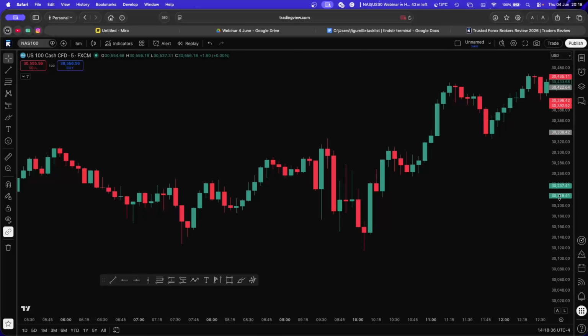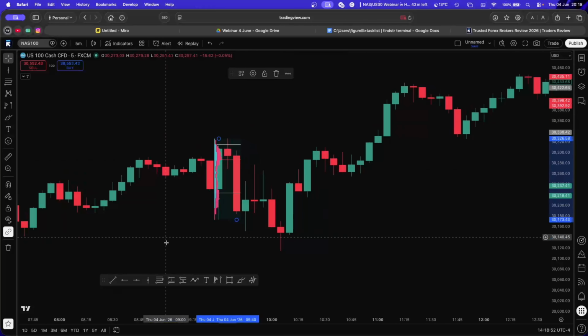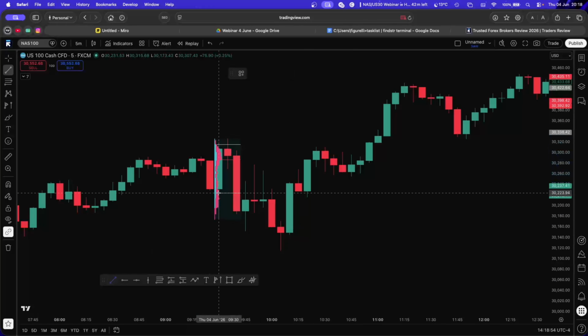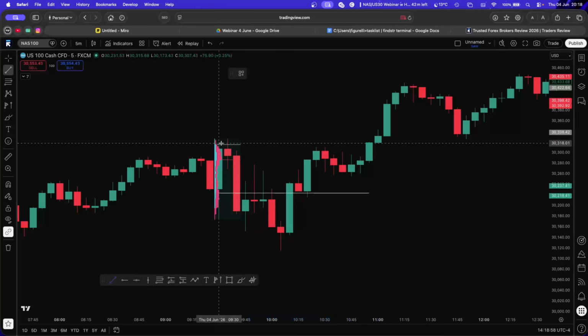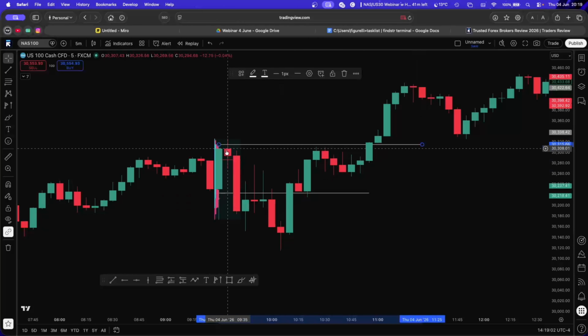Just want to go through it with you. So we get our fixed range volume profile. We wait for 9:30. So candle 1, candle 2, candle 3. Let's extend these lines. So we got our fair value low. We got our fair value high. So candle 1, 2, 3.